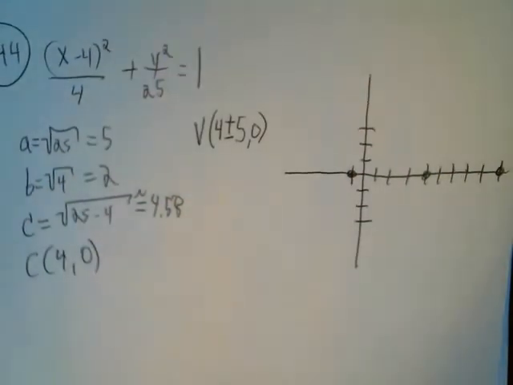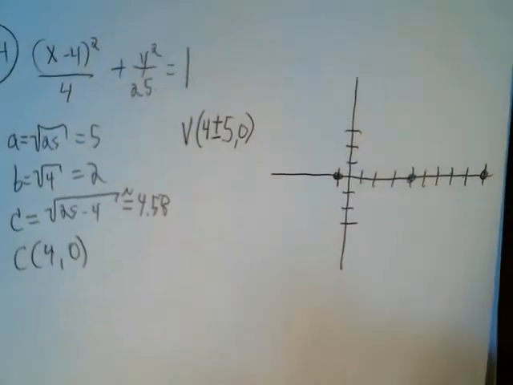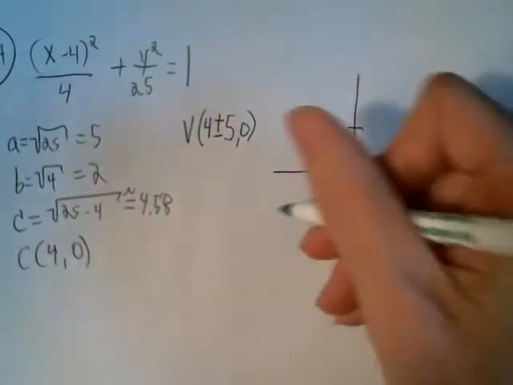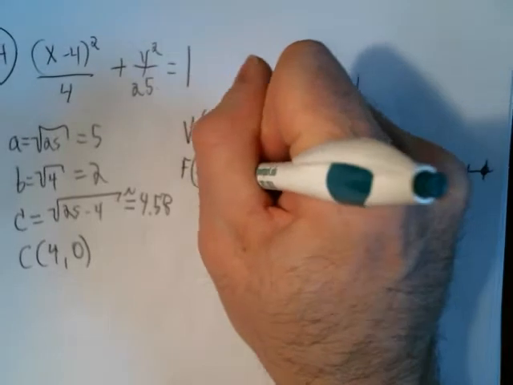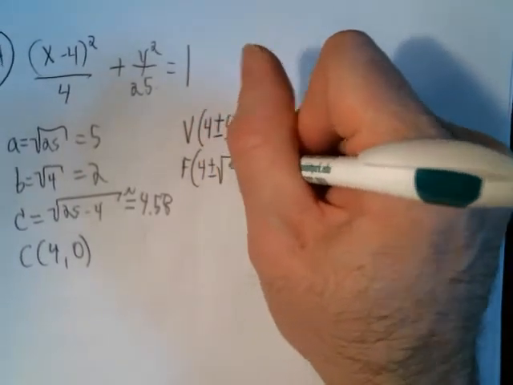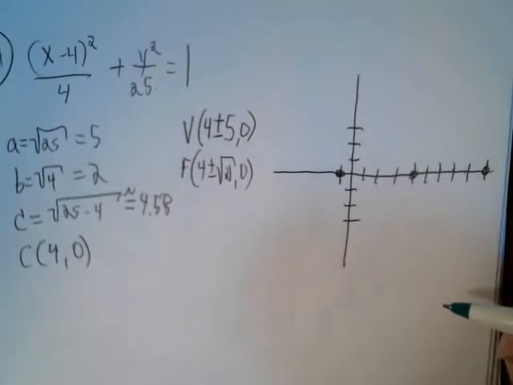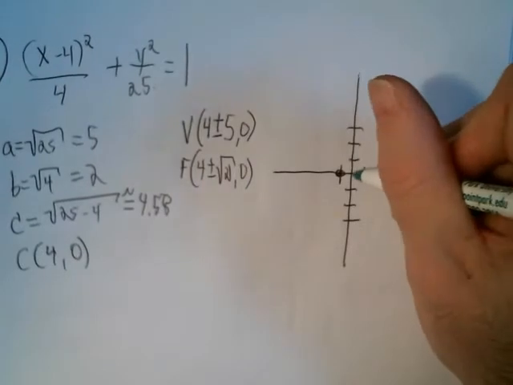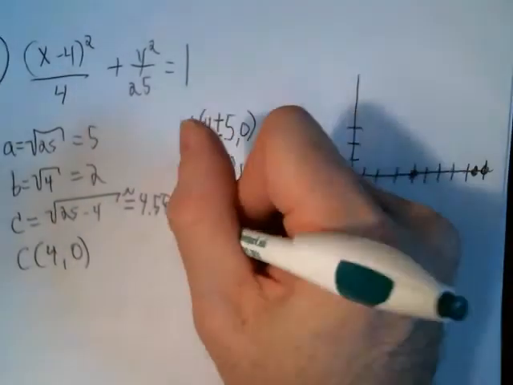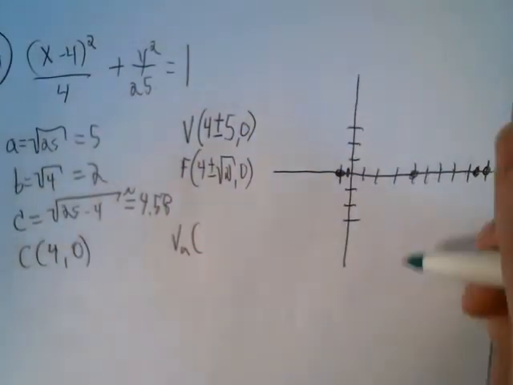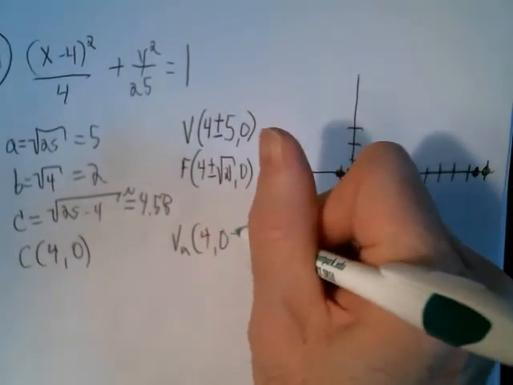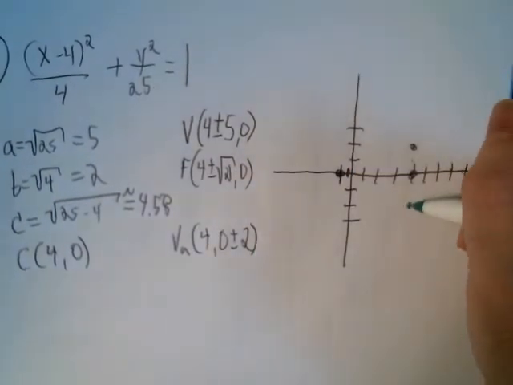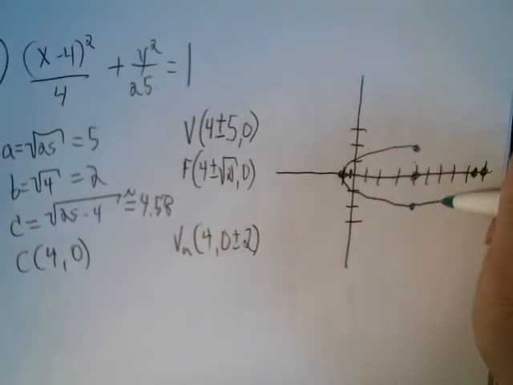Okay, went a little off the page there. For the foci, you're going left and right by 4.58. So for the foci, 4 plus or minus, it was square root 21 originally, 0. So 1, 2, 3, 4.58, 1, 2, 3, 4.58. And then finally for the minor vertices, we're going up and down. So it'll be 4, 0 plus or minus 2. So 1, 2, and then 1, 2. And then connect your dots. And you got it.